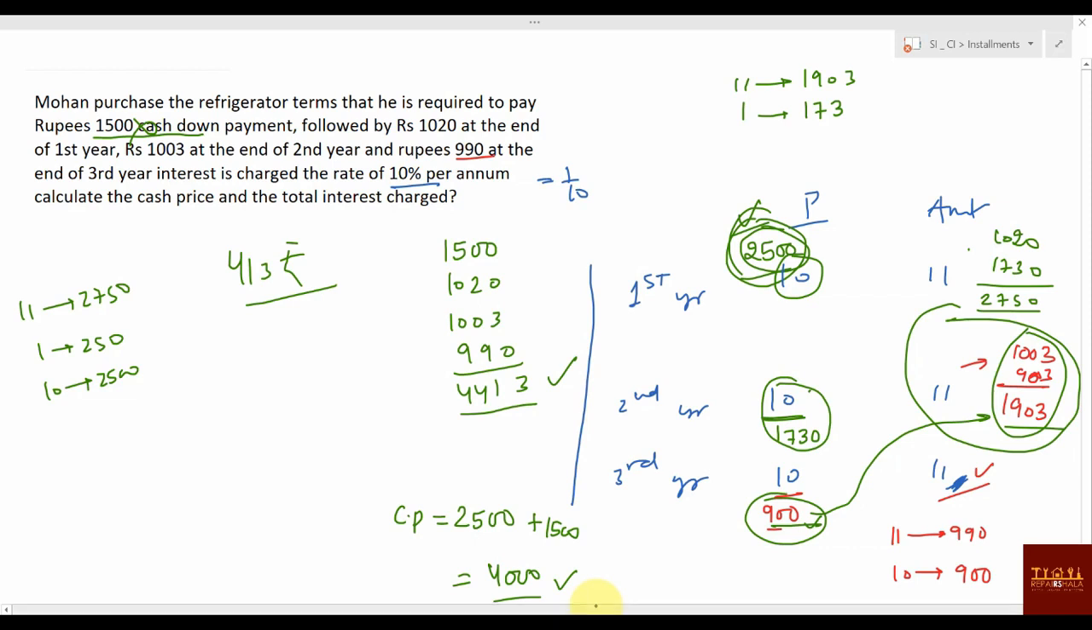4005. How? 9 plus 2. Okay, 4513. So your interest will be 513. So interest will be 513, right? Clear? Now let's check for another question.